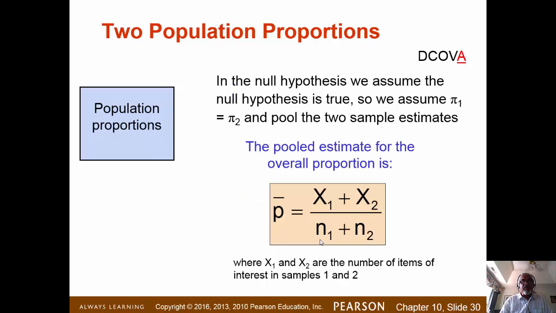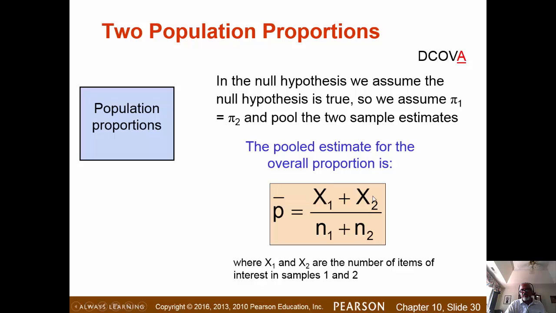Now in the case of hypothesis testing, not confidence intervals, only for hypothesis testing, where we are testing whether pi sub 1 is equal to pi sub 2, in other words, pi sub 1 minus pi sub 2 is 0. If the two proportions are the same, then maybe we can pool the two samples together and find a single estimate for that equal proportion. If pi sub 1 is equal to pi sub 2, which is equal to pi, that is a common proportion. So that's what this is.